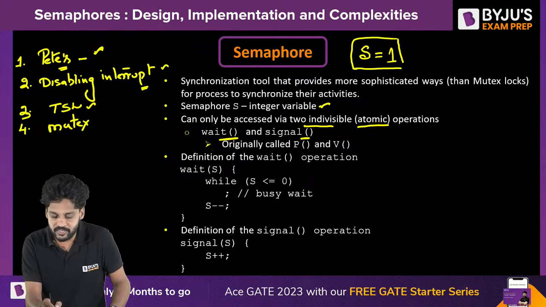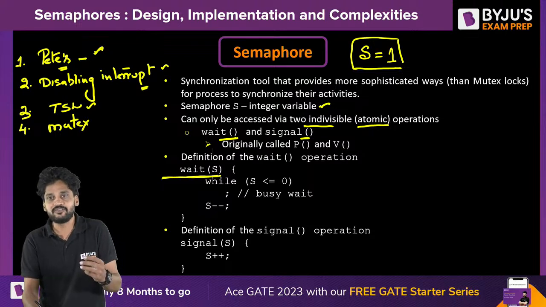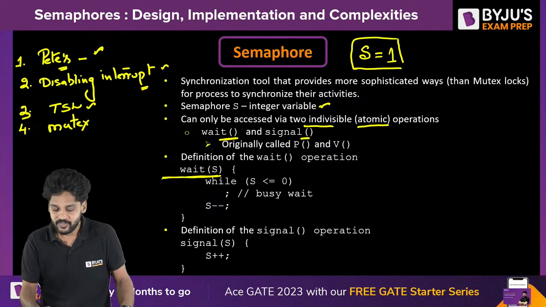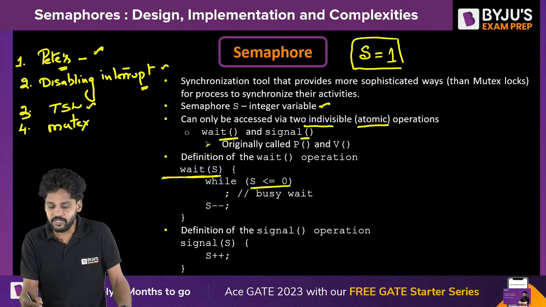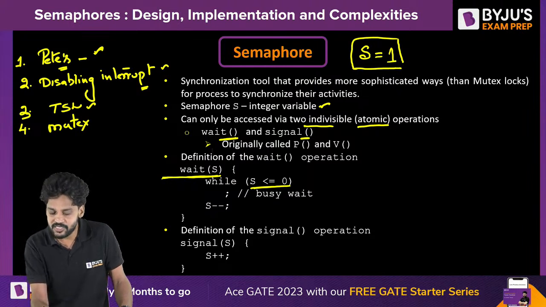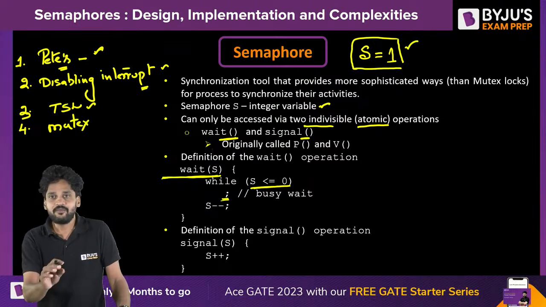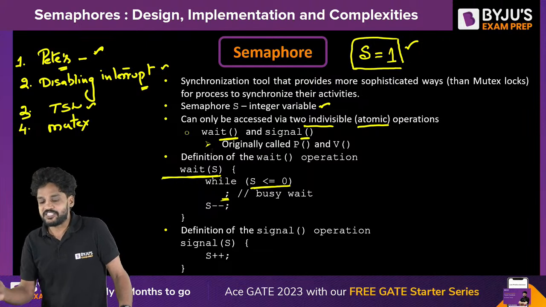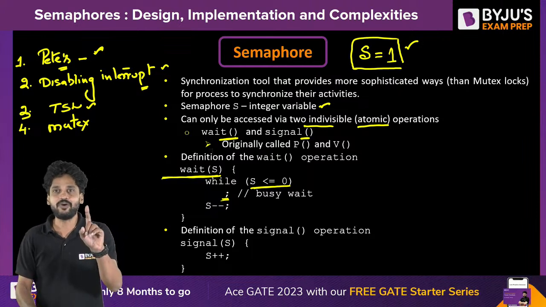Now, look at the definition of the wait operation. When the wait operation is being performed, any process which wants to check the value of the semaphore will perform a condition check. It is going to check if the S value is less than or equal to 0. If the S value is less than or equal to 0, it will be caught in the while loop. If the semaphore S value is equal to 1, that means nobody else entered into the critical section. S is equal to 1, it is available.